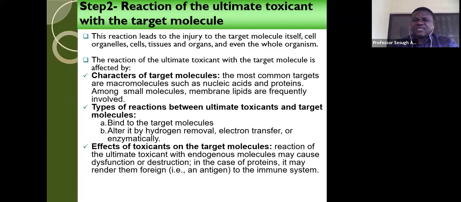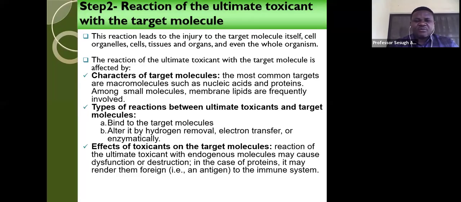All right? Cell organelles, cells, tissues, and organs, in that order. You know, the cell is the smallest unit of an organism. So it can attack the cell, attack the tissue, then the organ, and even the whole organism may be affected by that reaction. So the reaction of the ultimate toxicant with the target molecule is affected by a number of factors.